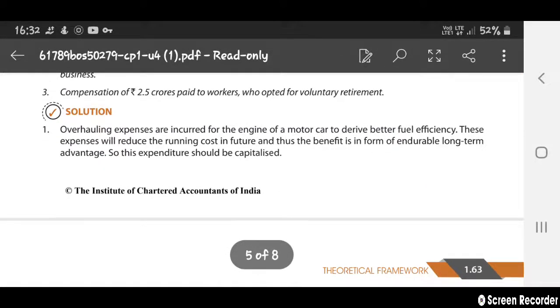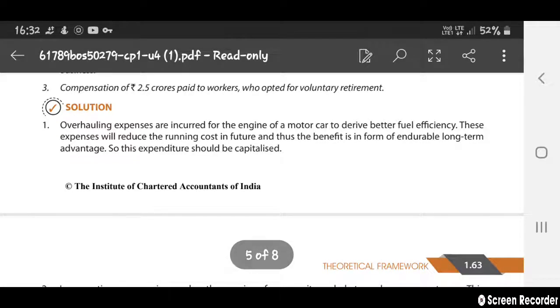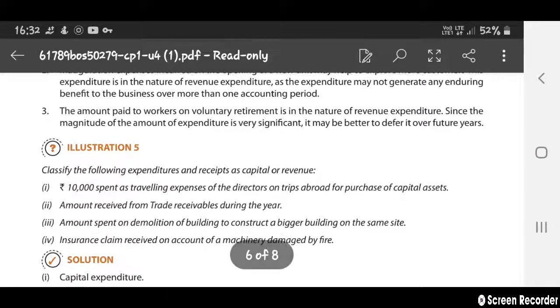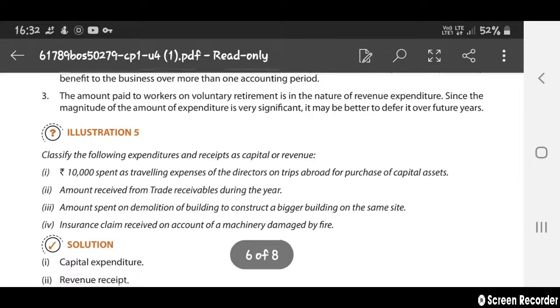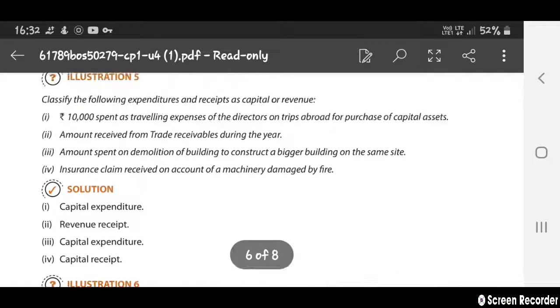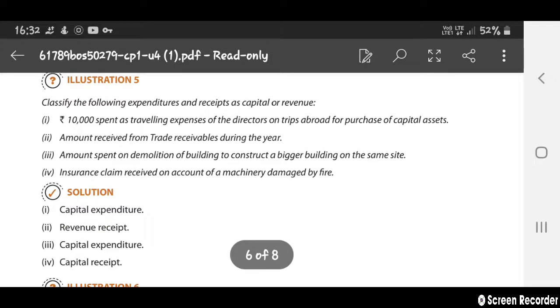Next is compensation of rupees 2.5 crore paid to the workers who opted for voluntary retirement. So the amount paid to workers on voluntary retirement is in the nature of revenue expenditure. Since the amount of expenditure is very significant, it may be better to defer it over future years.